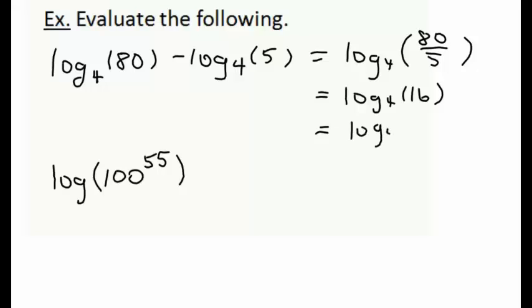And then we can rewrite 16 as 4 squared. So now the log's base as well as the base of the exponential expression are the same, so this will evaluate to the number 2.